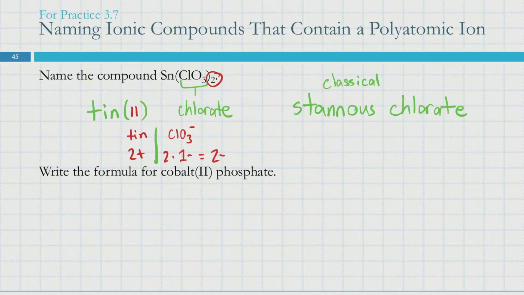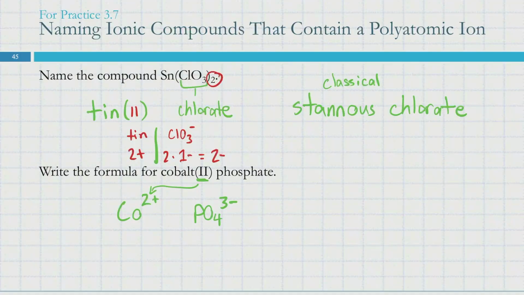We also would like to write the formula for cobalt(II) phosphate, or cobaltous phosphate. Cobalt has what charge? Yeah, it's Co 2 plus. The Roman numerals in parentheses let us know it's 2 plus. And then we need to know what phosphate is. What's our formula for phosphate? PO4 with a 3 minus charge.